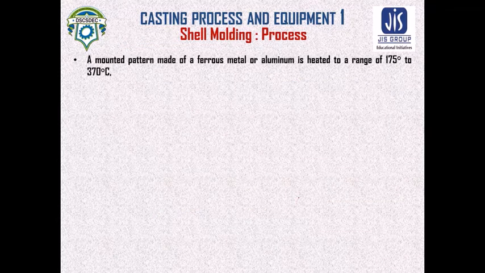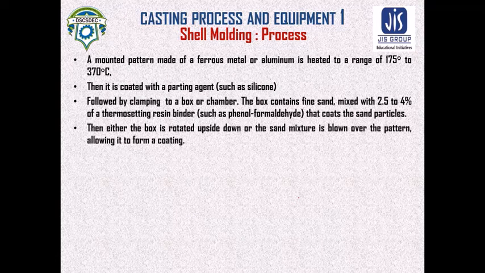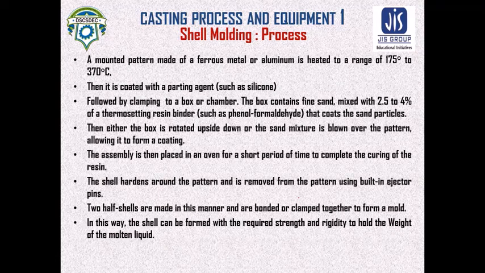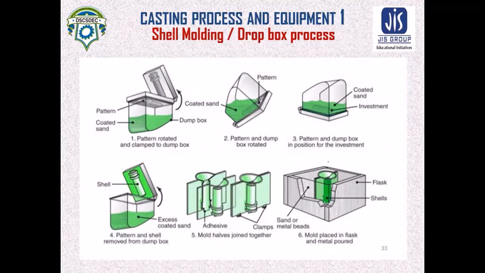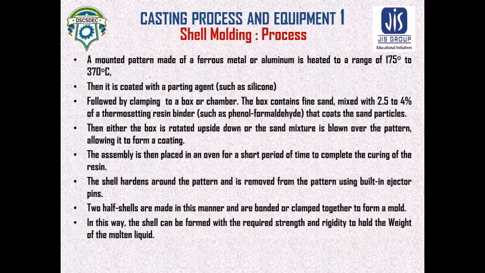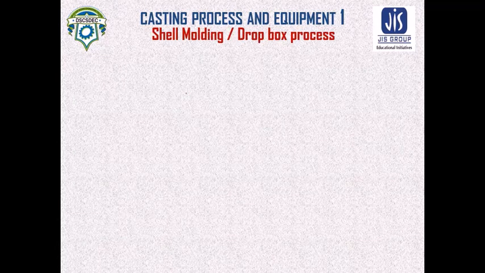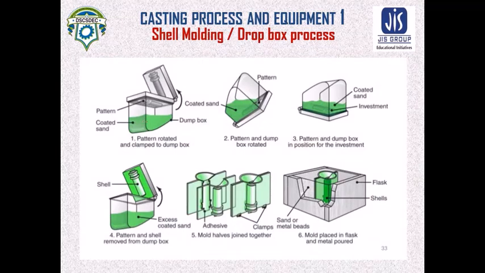So now we will see the process. Roughly from this figure we can say that first the pattern is heated at a temperature of 175 to 370 degrees Celsius. Then it is coated with parting agents such as silicone. Then it is placed in a box.